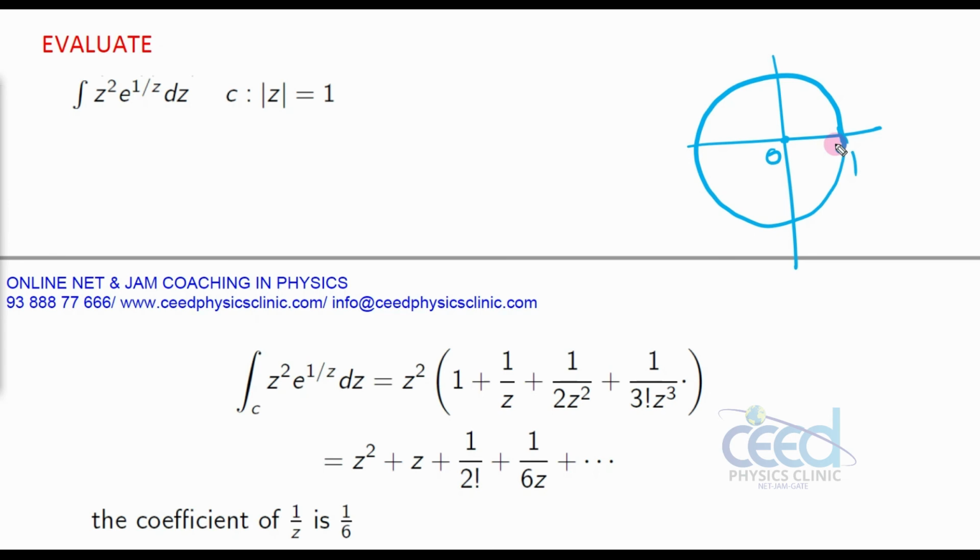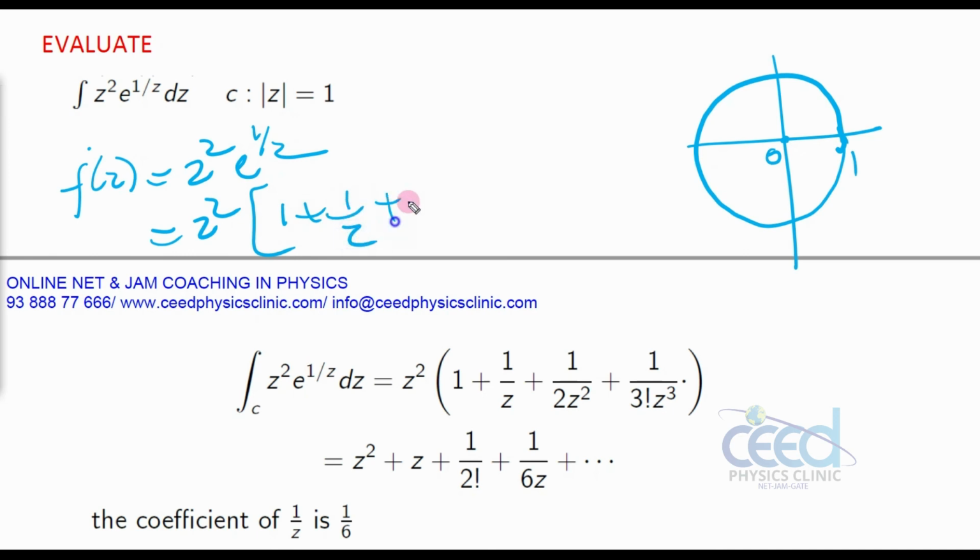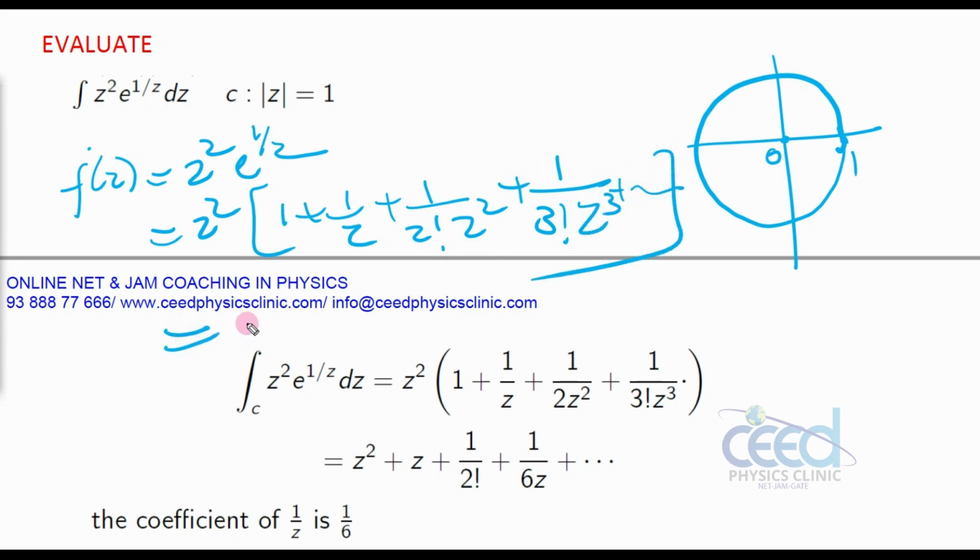Now before calculating this, to find out the pole, we can expand this as a series, right? So the function f of z, I can write as z square into e raised to 1 by z. I can write this as z square into (1 plus 1 by z plus 1 by 2 factorial z square plus 1 by 3 factorial z cube plus etc.). When I simplify this, I have z square and 1 by z, right? 1 by z plus 1 by 2 z square, plus 1 by 6 z cube, and so on.